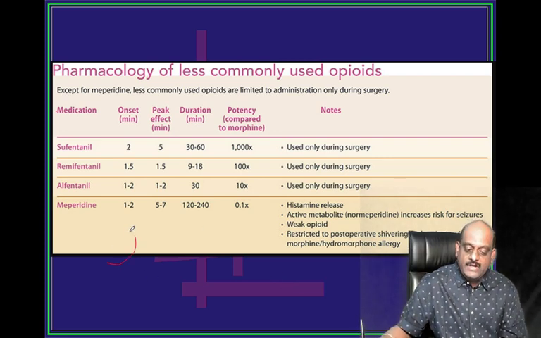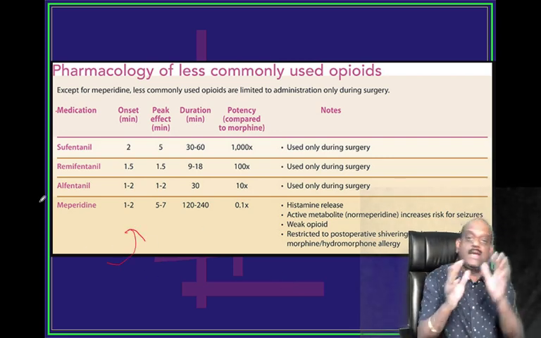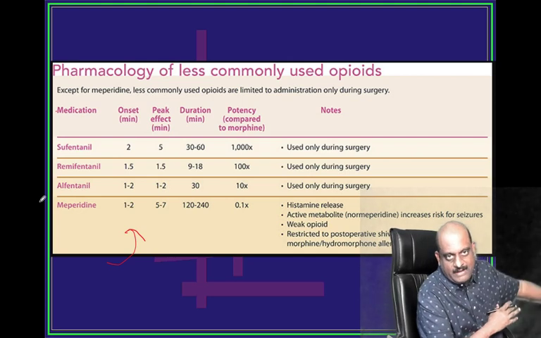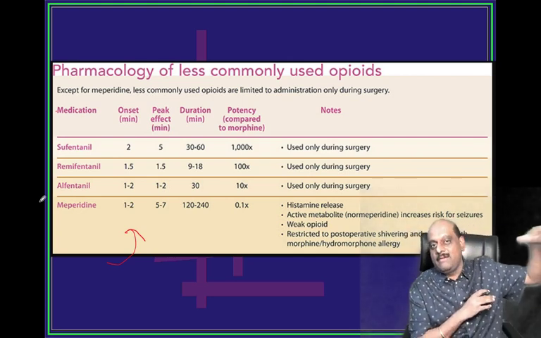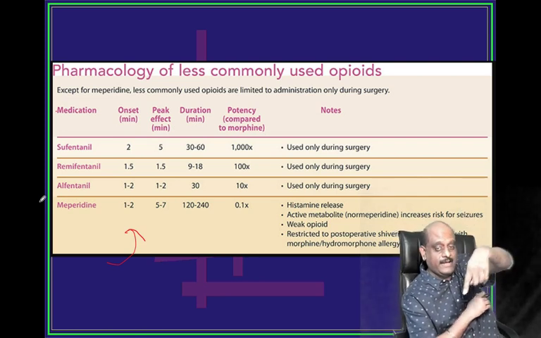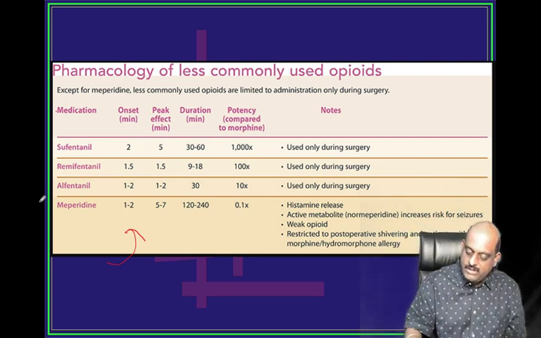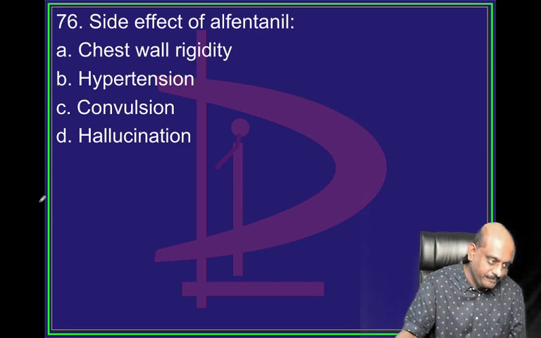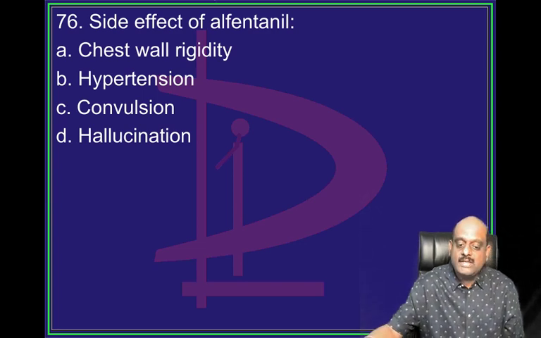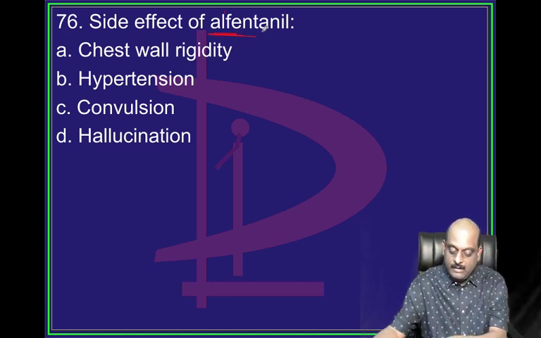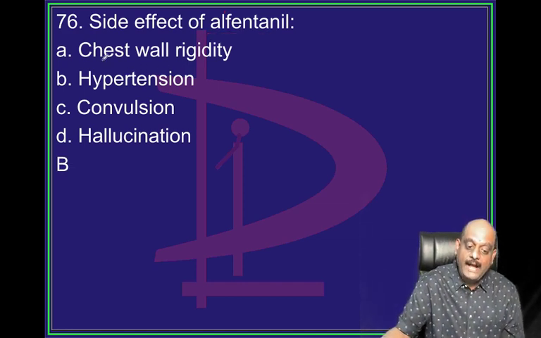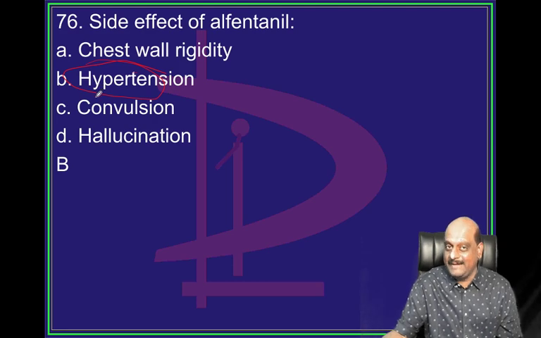So I leave the literature for you. All these slides may be available in the books, and in the Online MBBS.com video library. Magar aapke mind mein register hona, kyunki examiner zaroor puchne wala questions hai. What is the side effect of alfentanil? So as we have discussed, hypertension can occur with alfentanil.